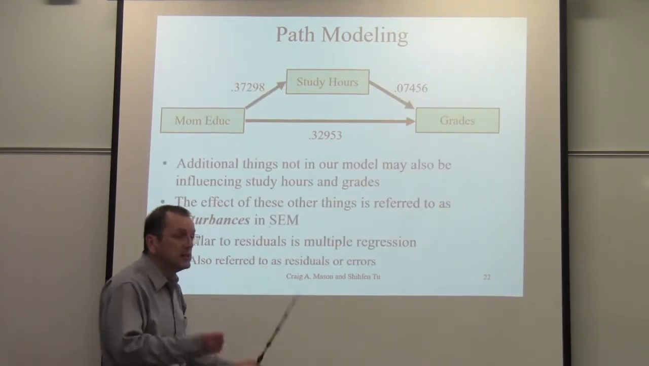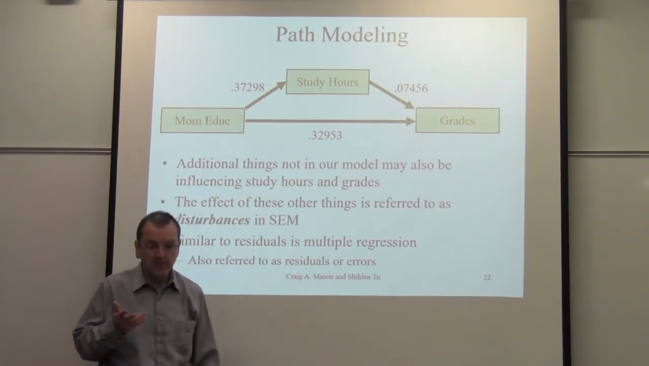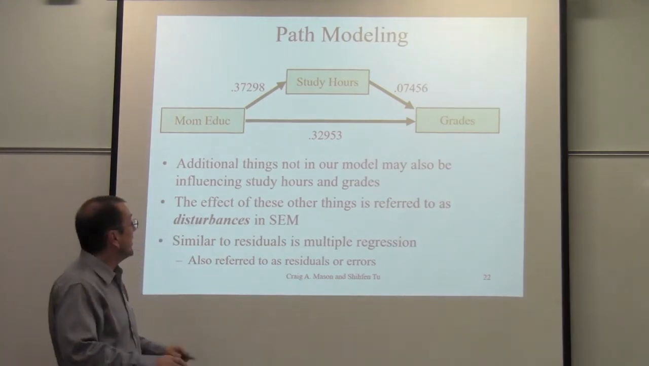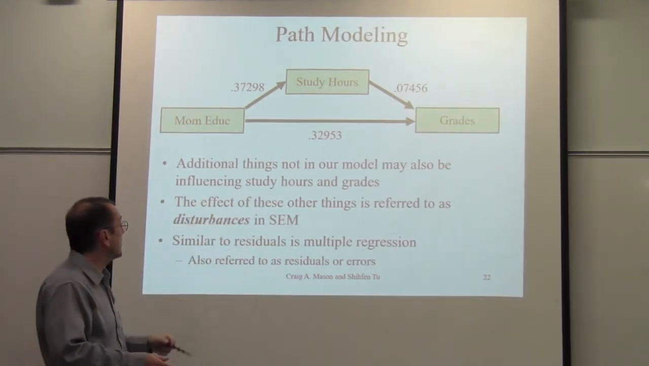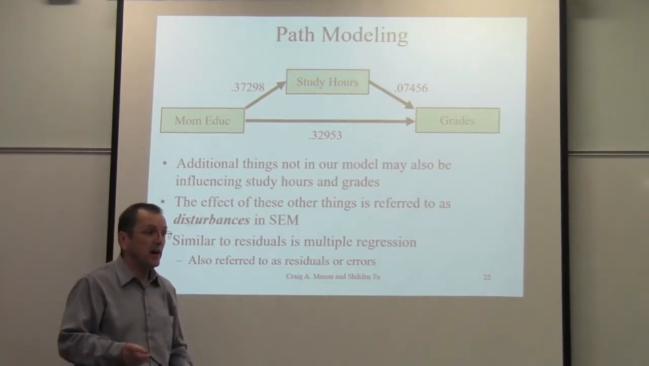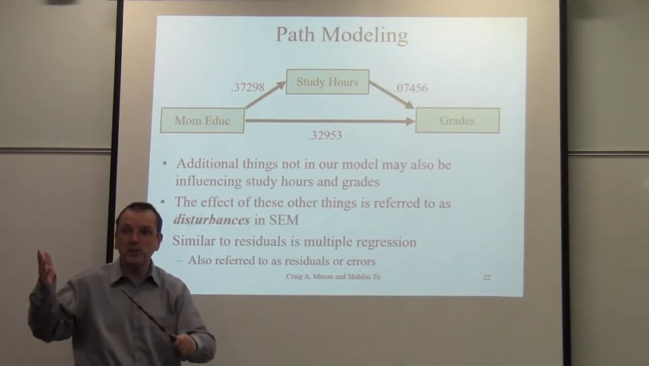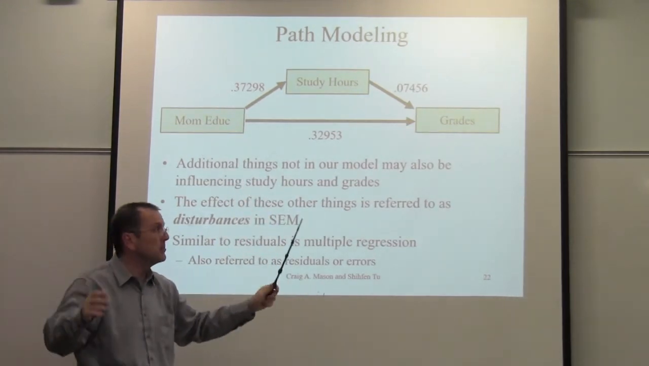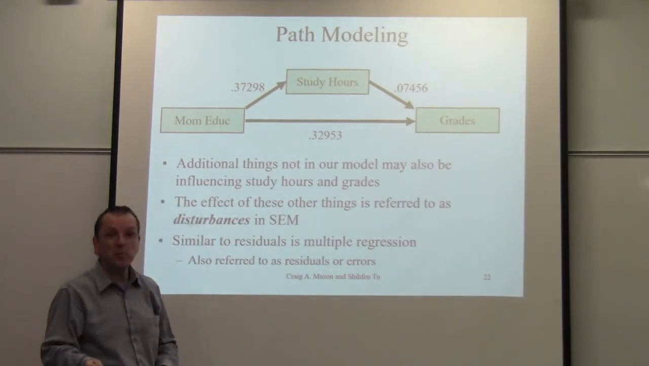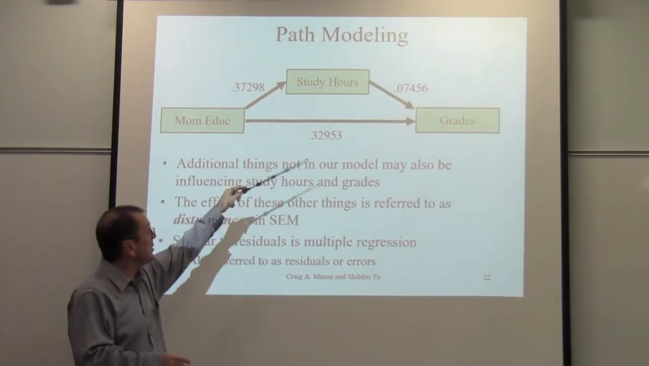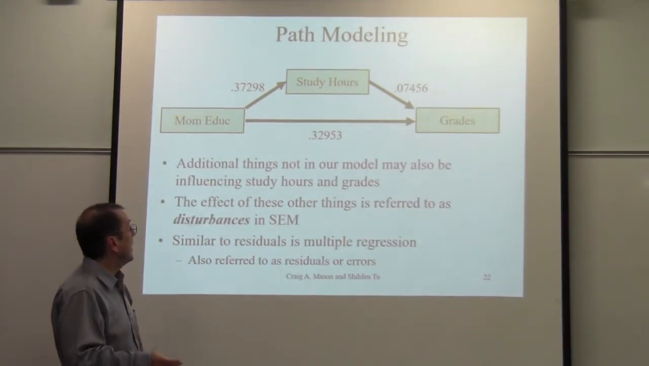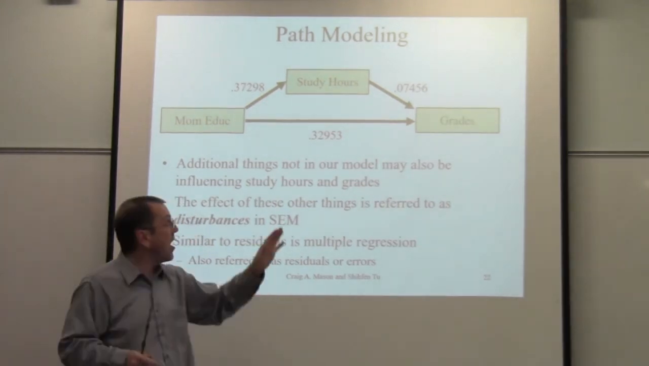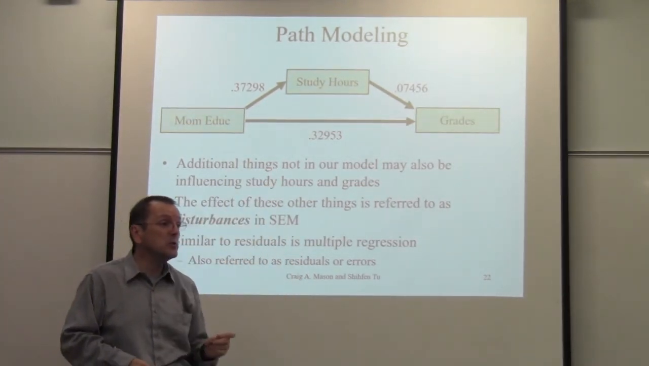Now, there are additional variables that are not in our model that can also be influencing both study hours and grades. You know, does the kid work? Does he date? Does she have books at home? All sorts of possible variables influencing how much someone may study, that we just don't have in our model, or what their grades are. The effect of these other variables on study hours and grades are referred to as disturbances.